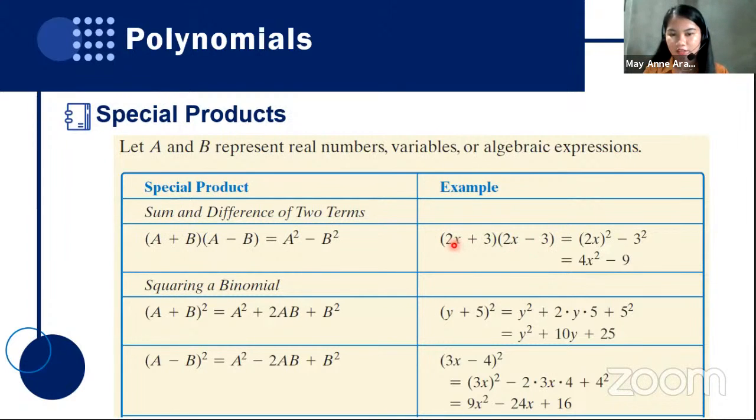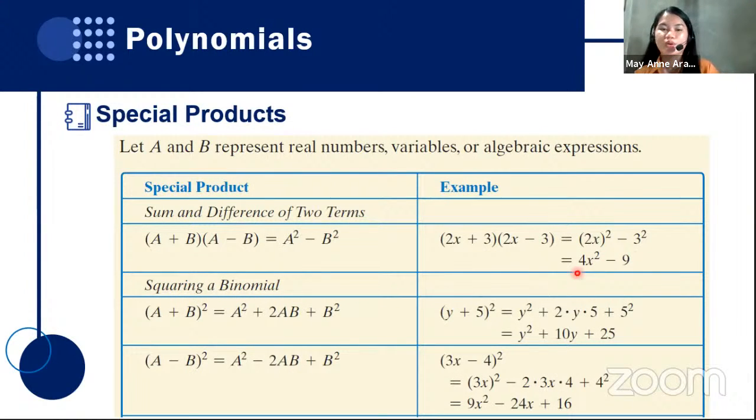So, di ba, you have here the same term. So, 2x here, then 2x, then 3 here, and 3 here. But they have different operations. This one is addition, and the other one is subtraction. So, to get the product of this, you just need to square the first terms, 2x times 2x, or just multiply this 2, and that is 4x squared. Then just put the minus sign, laging minus yan, and square the last term, 3 times 3, 9.